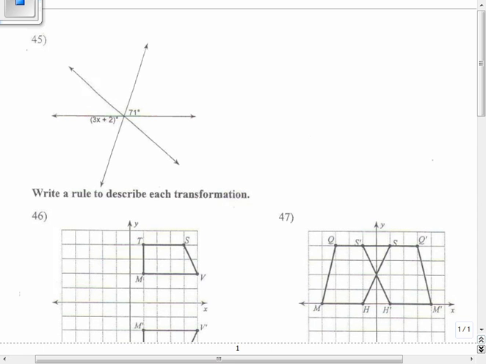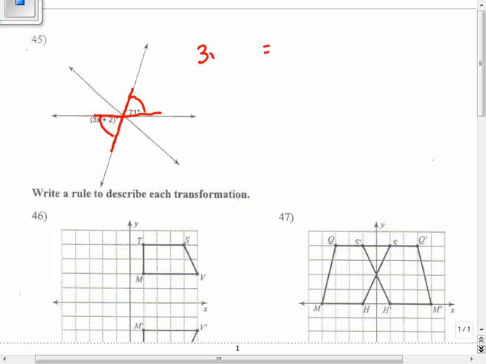45, we have one last problem where we are solving for x. In this case, we need to identify the angle relationship, and we can see that these two angles are what kinds of angles? Vertical angles. And vertical angles are always congruent. So we can set them equal.